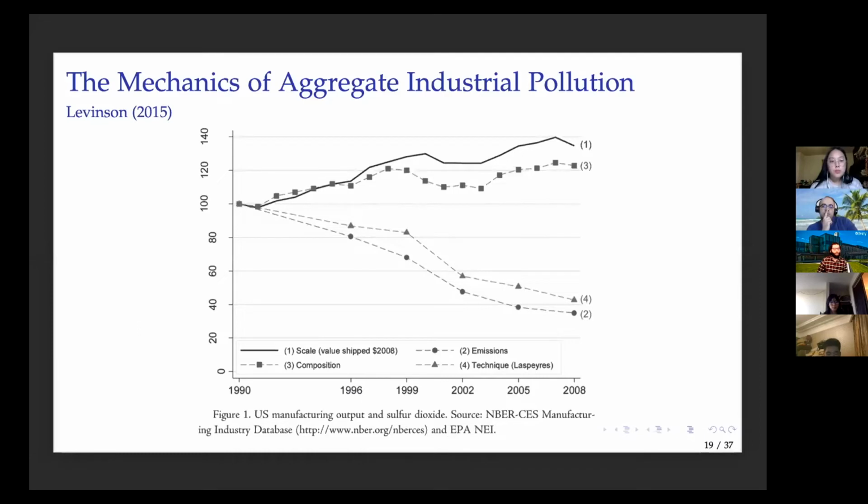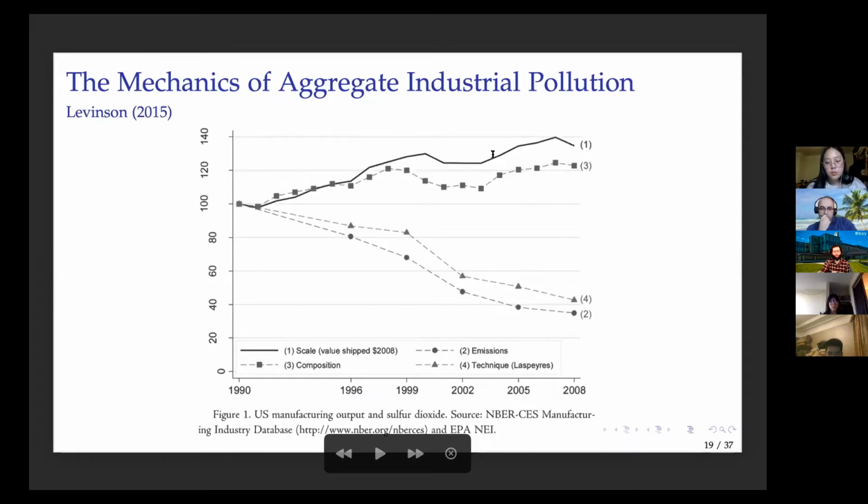So basically, this is one of the key takeaways from his paper. This shows what's happening to sulfur dioxide emissions in the United States, breaking it down into the scale, composition, and technique effects. So the bottom line here, labeled number 2, shows what's happened to actual observed SO2 emissions from manufacturing in the US from 1990 to 2008. What you see is, like we already saw before, there's been a huge reduction in sulfur dioxide emissions.